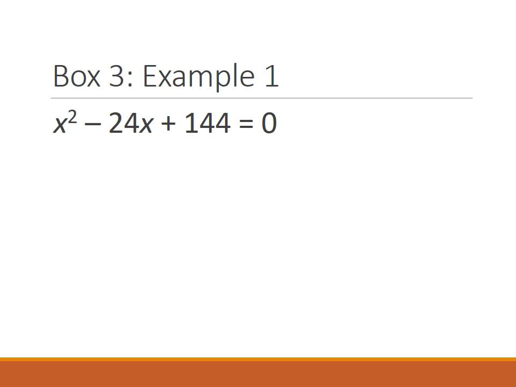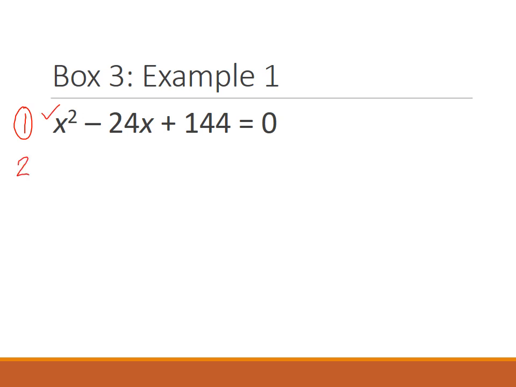So in box 3, you're going to write example 1. So we have x squared minus 24x plus 144. You're going to write that down, and we're going to go through the 5 steps. Okay. What is our step 1? Step 1 tells us to do what? Write in standard form, but it's already. So step 1 is good to go, right?